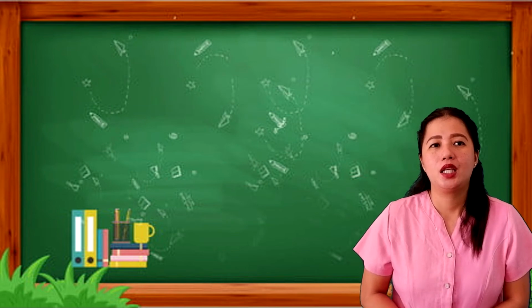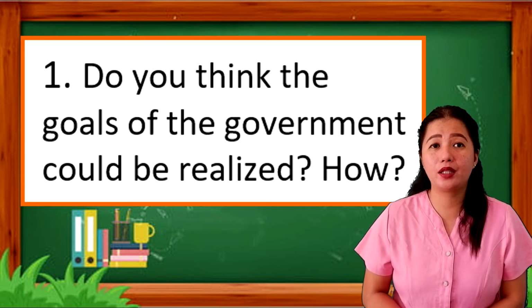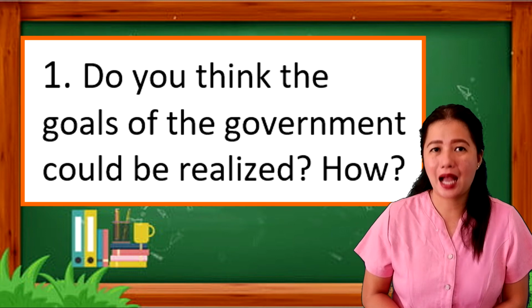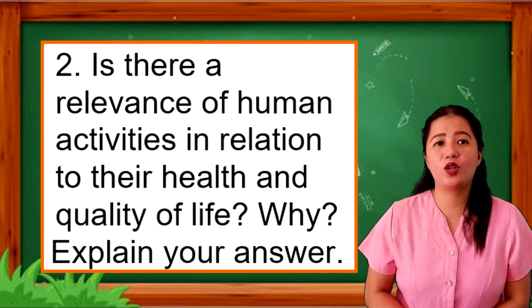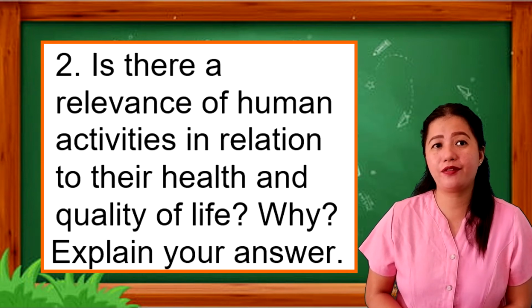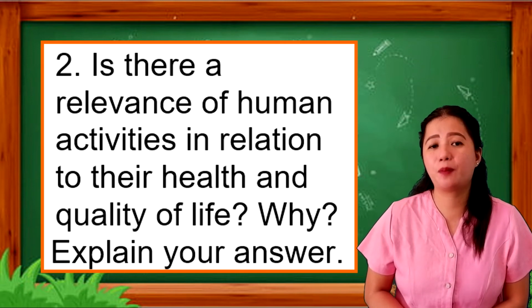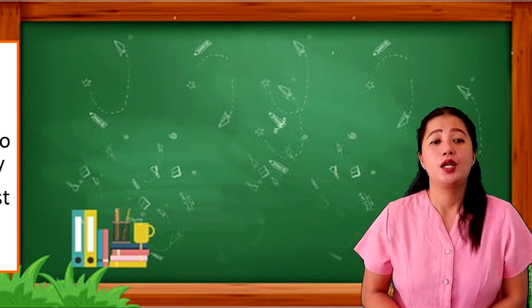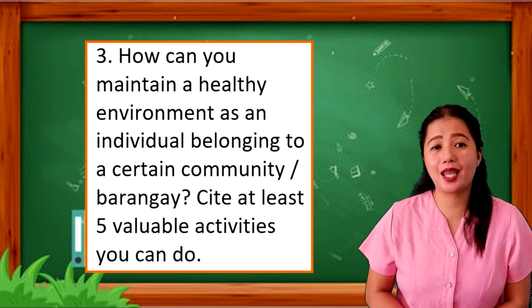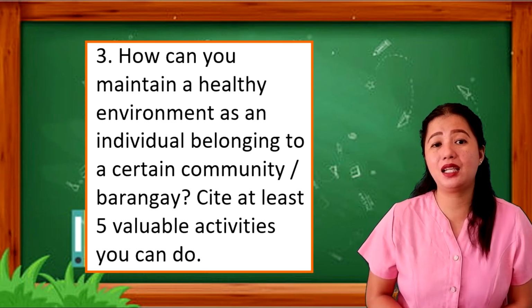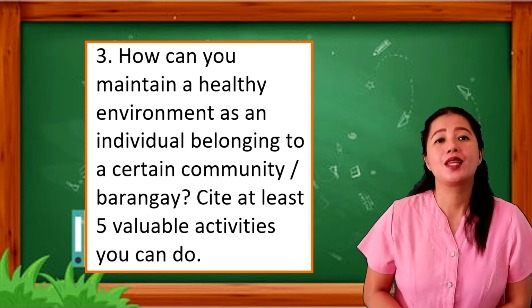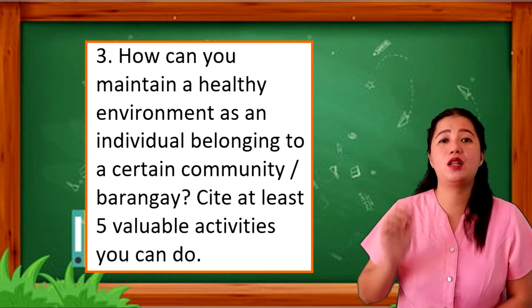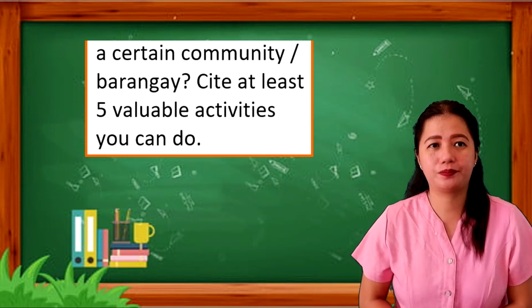Number 1, do you think the goals of the government could be realized? How? Number 2, is there a relevance of human activities in relation to their health and quality of life? Why? Explain your answer. Number 3, how can you maintain a healthy environment as an individual belonging to a certain community or barangay? Cite at least 5 valuable activities you can do.